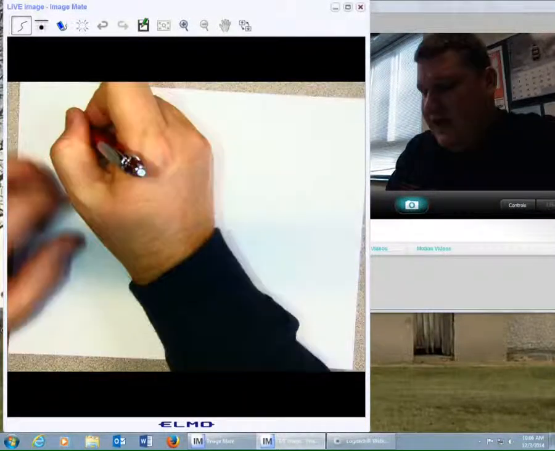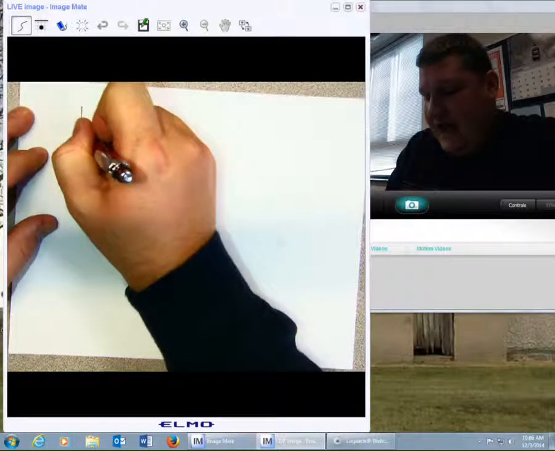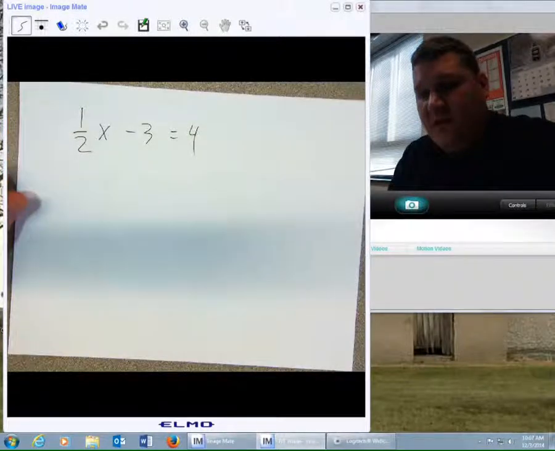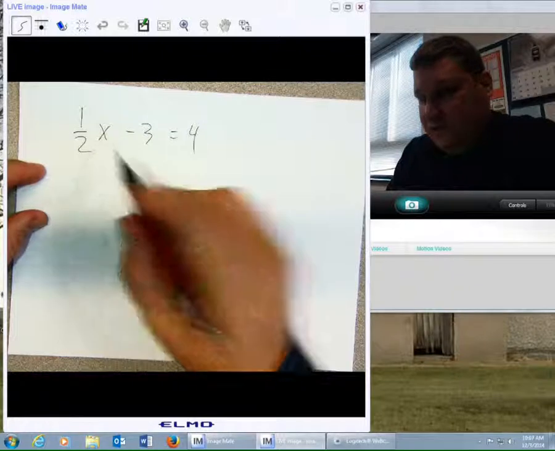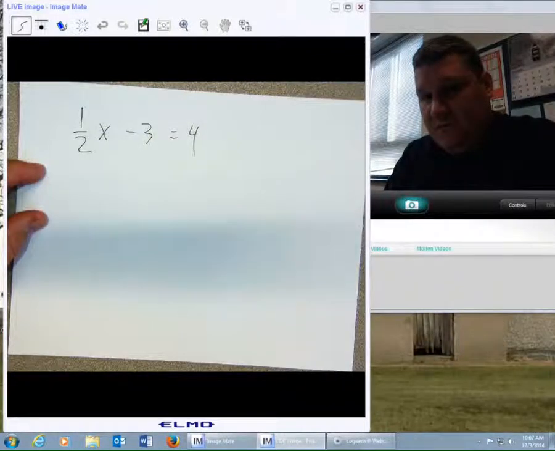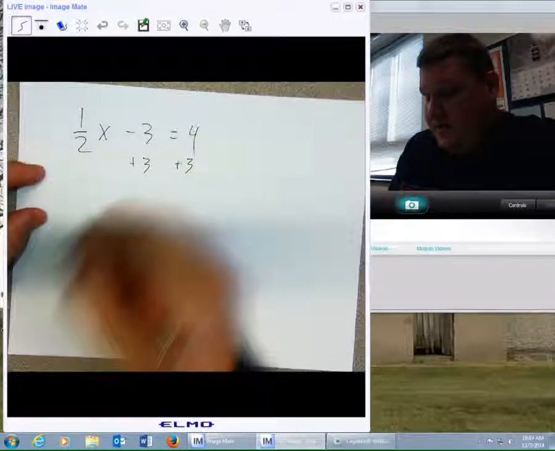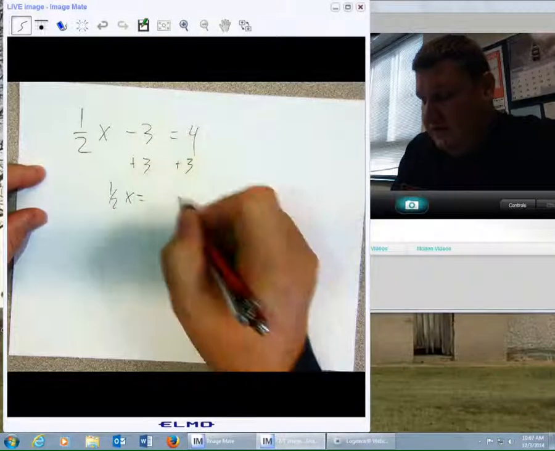If I have 1/2 x minus 3 equals 4. What I'm going to do is I need to get x by itself, so I'm going to do what to both sides first? I'm going to add 3. Okay, so I have 1/2 x equals 7.